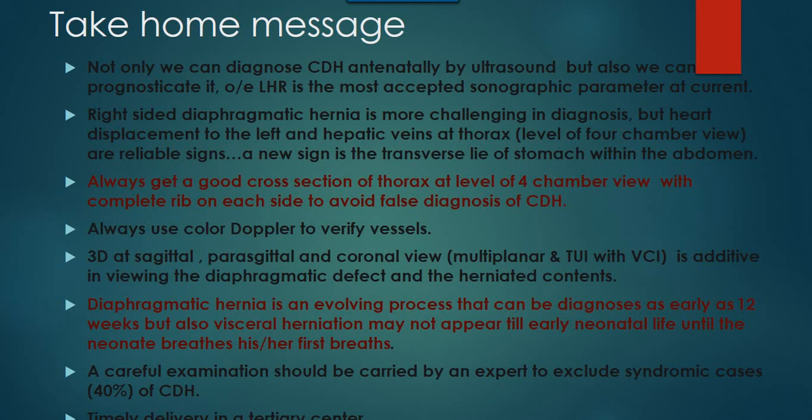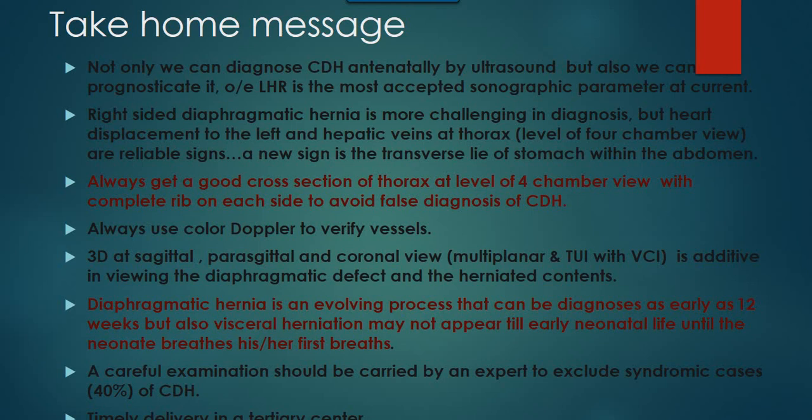Always get a good cross-section of the thorax at the level of the four-chamber view with complete rib on each side to avoid false diagnosis of congenital diaphragmatic hernia, which I can see in some cases misdiagnosed by other physicians. Always use color Doppler to verify vessels. 3D sagittal, parasagittal, and coronal views, multiplanar and TUI with VCI are additive in viewing the diaphragmatic defect and the herniated contents.